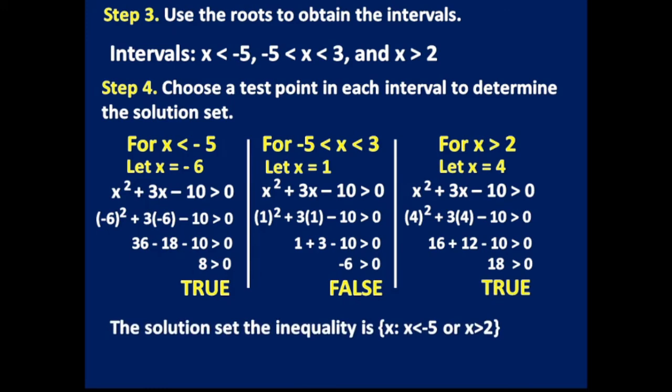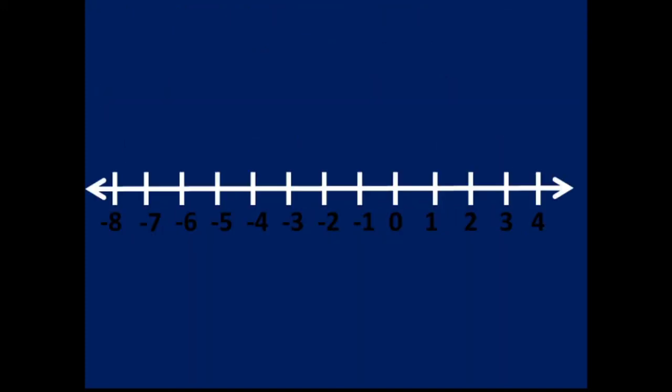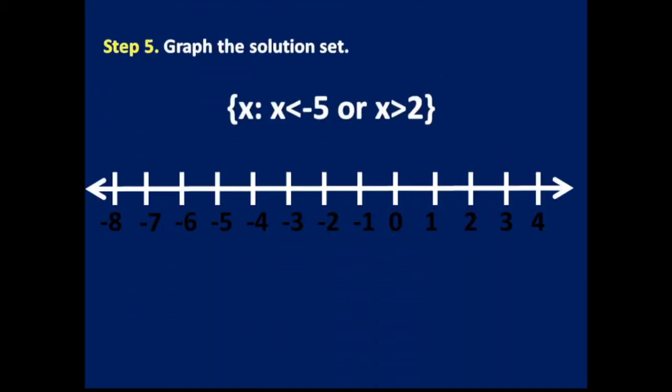Therefore, the solution set of the inequality x squared plus 3x minus 10 is greater than 0 is x such that x is less than negative 5 or x is greater than 2. Step 5. Graph the solution set, which is x such that x is less than negative 5 or x is greater than 2.